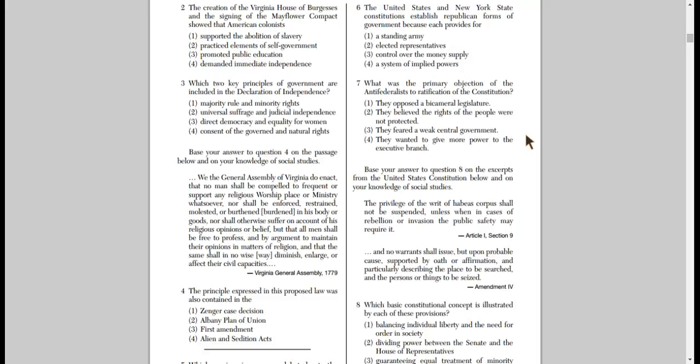All right, maybe you got rid of 1 and 3. They feared a weak central government. Actually, they feared a strong central government, so that's why we get rid of 3. They believed the rights of the people were not protected, and that is exactly why they wanted the Bill of Rights, because they felt like we have to list these rights in order for them to be protected. And then remember, the 9th Amendment is an inclusion, because we wanted to make sure that just because it's not listed there doesn't mean that it's not protected.